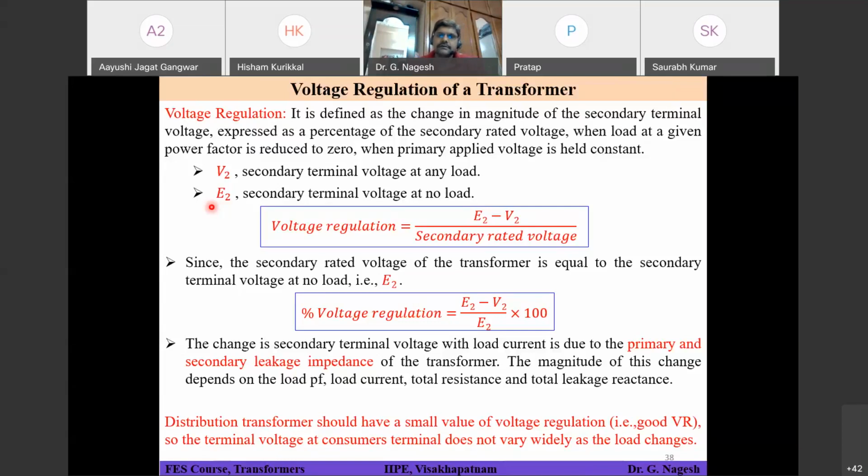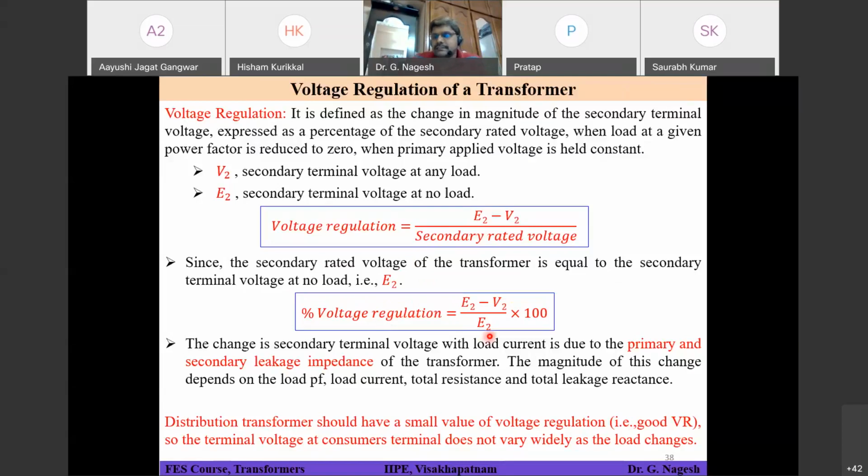So voltage regulation is defined, based on this definition, as E2 minus V2 divided by secondary rated voltage. Secondary rated voltage is nothing but E2. Since the secondary rated voltage of the transformer is equal to the secondary terminal voltage at no load, which is given as E2, you define percentage voltage regulation as E2 minus V2 divided by E2 into 100. This is called percentage voltage regulation.